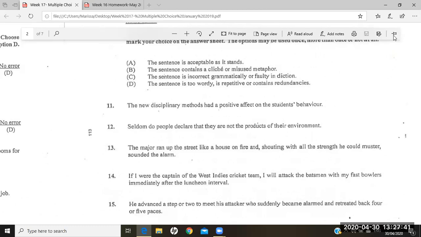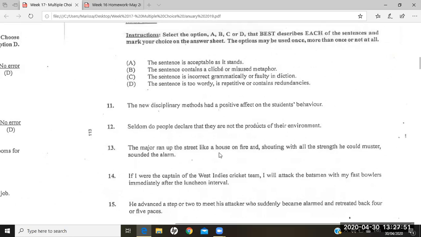Right, it's been repetitive. So I'm seeing some of you all, not the past tense, Sanjay, that's not the error. Just remember letter D says that it is too wordy, repetitive, or contains redundancies. So it has nothing to do with past tense here. Number 13, the issue is the last part of the sentence and it reads, shouting with all the strength he could muster sounded the alarm. If you are shouting with all your strength, then of course you are sounding an alarm. This is the same thing that you're saying, but you're just using different ways to do so. As long as you're shouting with all your strength, you are going to sound an alarm. You are going to sound extremely loud, so it would raise an alarm. So here's where the repetitiveness comes in, where it's being redundant, because the same thing is being said with different words. So the answer for number 13 is D.